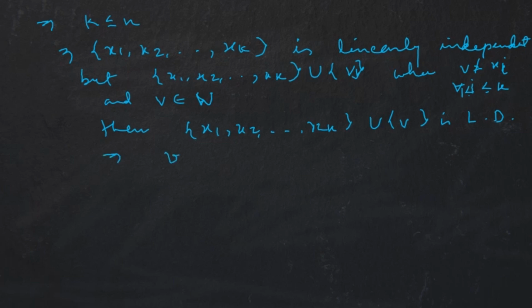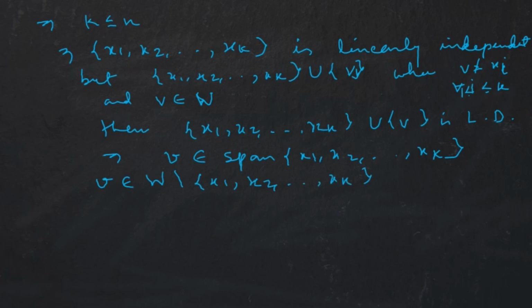this implies that this v belongs to span of x1 x2 xk. This theorem we have already done, that beta union singleton v is linearly dependent if and only if v belongs to span of beta. So this implies v belongs to span of x1 x2 xk. And v was what? v was any element of W minus x1 x2 xk, right? So this implies W is contained in span of x1 x2 xk.